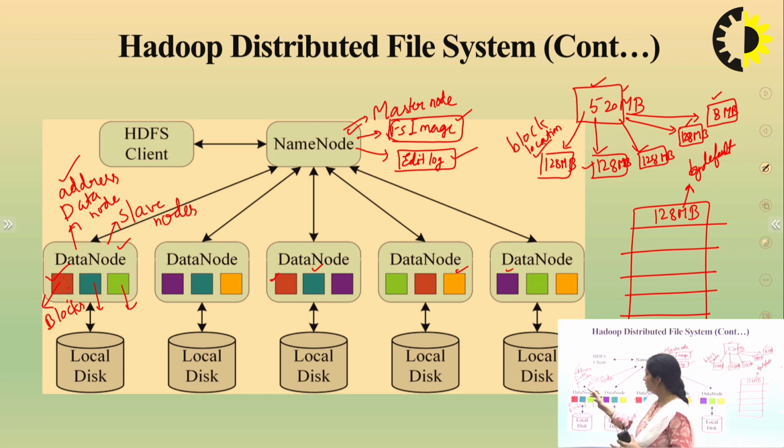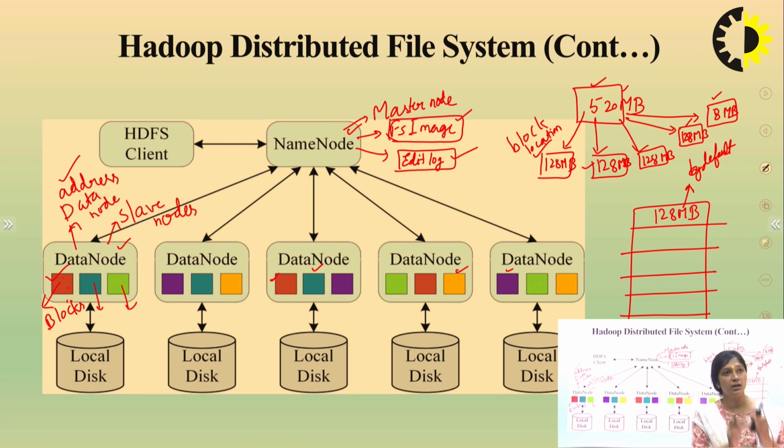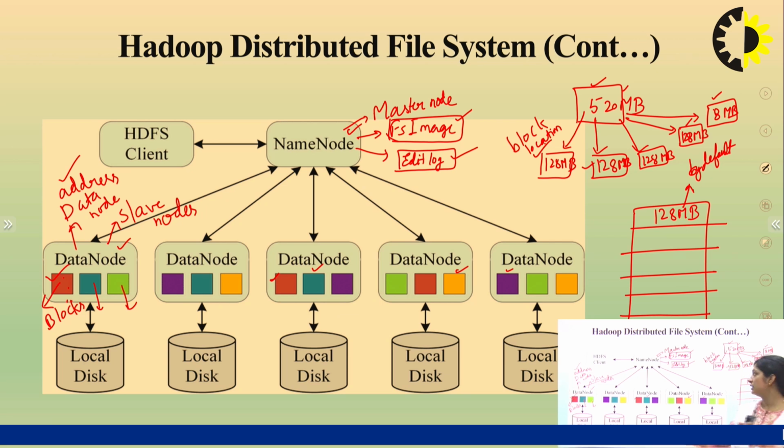And these block addresses, these block IDs, and these data node addresses are stored in the name node. It means the name node describes where the block ID is located in the data node. It contains the information regarding this file. The name node contains all the information regarding files.